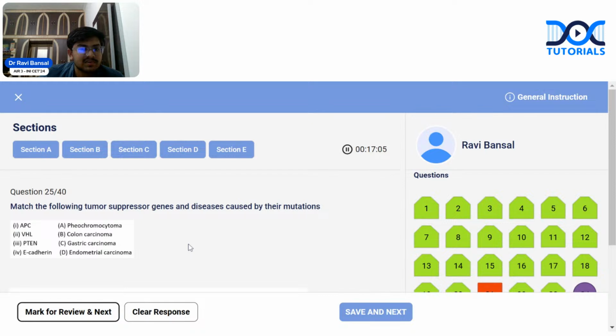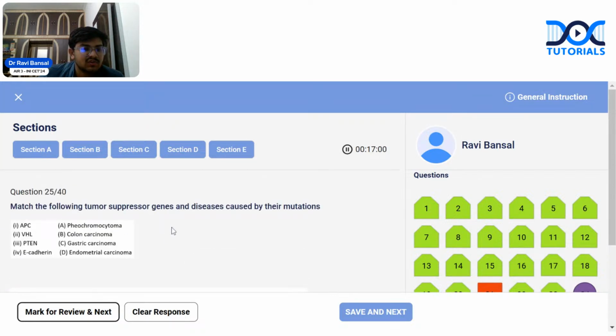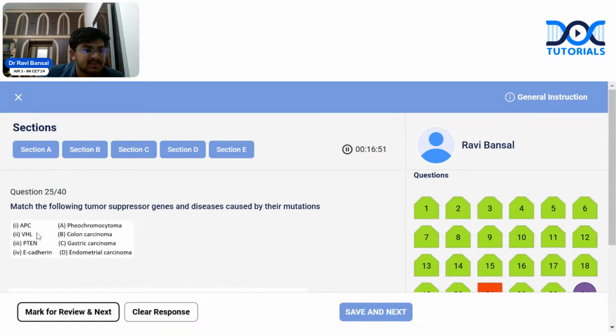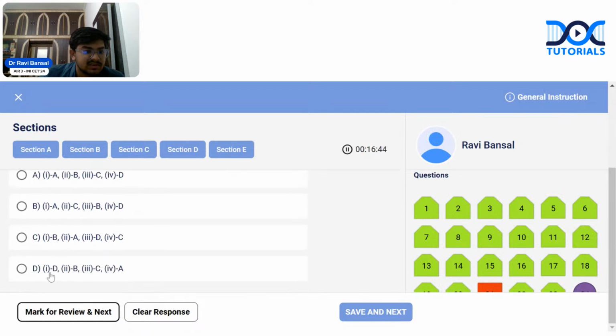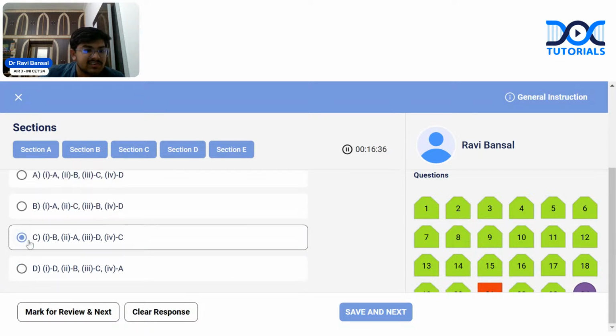Match the following tumor suppressor gene with the disease caused by the mutation. These types of questions I was warning you about. You do not have a pen or paper in your NEET examination, so you cannot write. You just have to be extra careful while matching these things. So APC is obviously for colon cancer, so 1B. So this is wrong, this is wrong, this is right. The rest you should check also. Sometimes they confuse you, especially in INI CET they give two or more correct. So you have to match according to them.